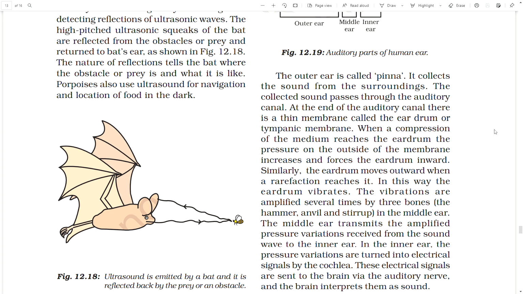The outer ear is called the pinna. It collects the sound from the surroundings. The collected sound passes through the auditory canal. At the end of the auditory canal, there is a thin membrane called the eardrum or tympanic membrane. When a compression of the medium reaches the eardrum, the pressure on the outside of the membrane increases and forces the eardrum inward. Similarly, the eardrum moves outward when a rarefaction reaches it. In this way, the eardrum vibrates.